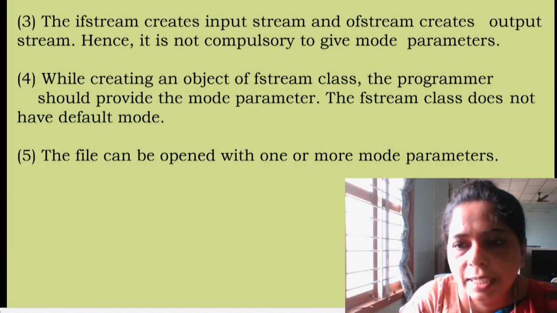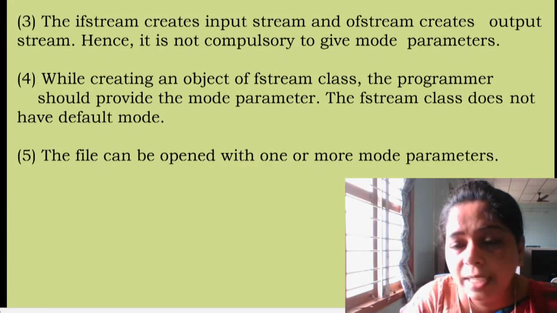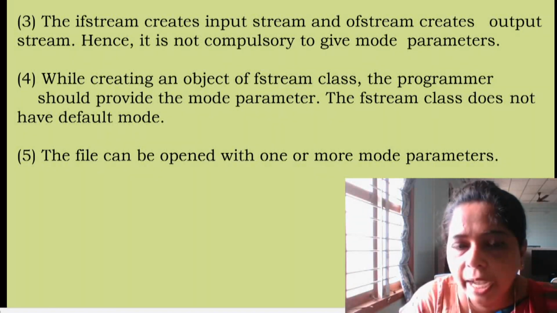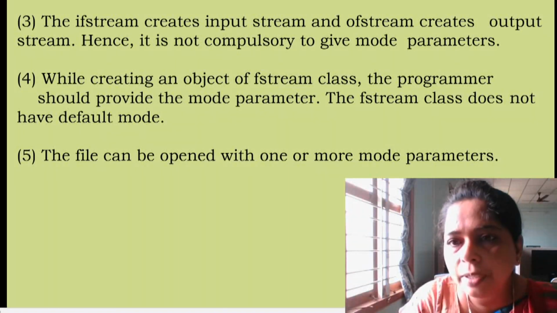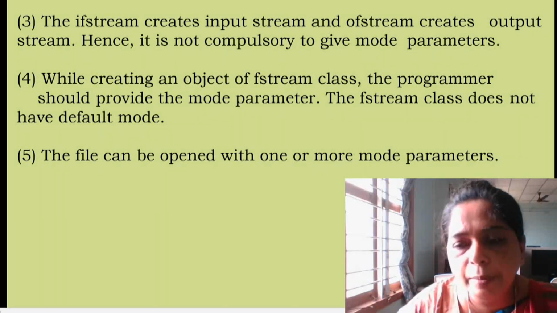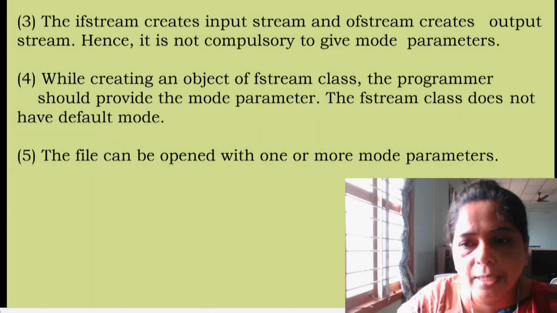And fourth point is fstream. When we are using fstream, it contains the ifstream as well as ofstream. So the programmer has to specify the mode parameter. Since it is containing both ifstream and ofstream, it does not have any default mode. The programmer should provide the mode parameter when using the fstream class. Then fifth point is we can open a file in more than one mode. Using multiple specified modes, we can use them when opening a file.